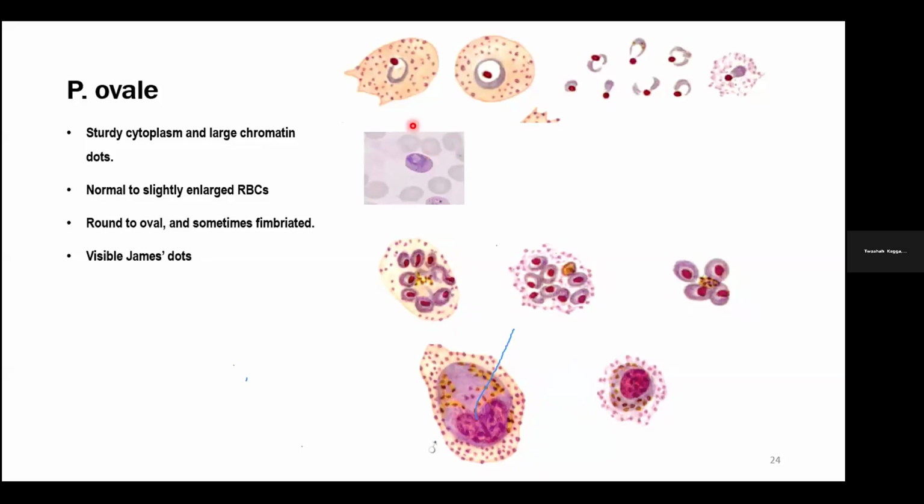This is a P. ovale late trophozoite in a thin film. Then again, this is a ghost of P. ovale. You can appreciate the oval shape of the infected red blood cell and the James's dots that are coarse and visible.